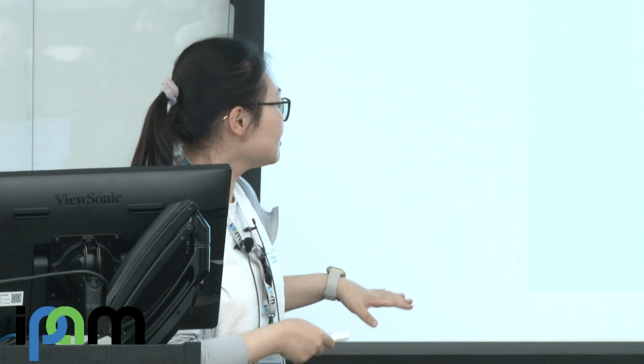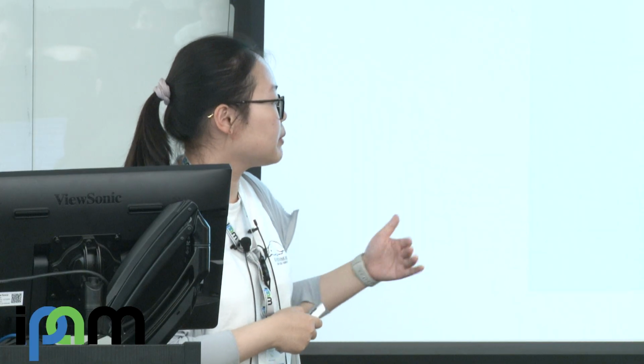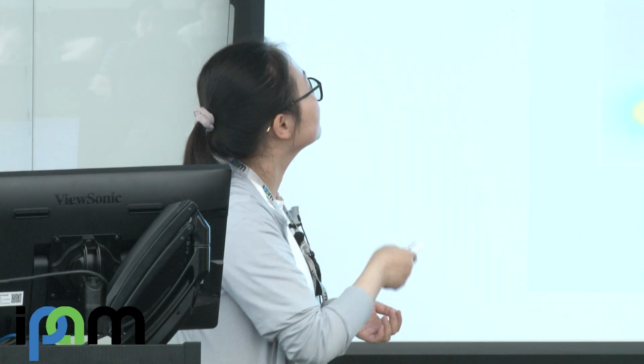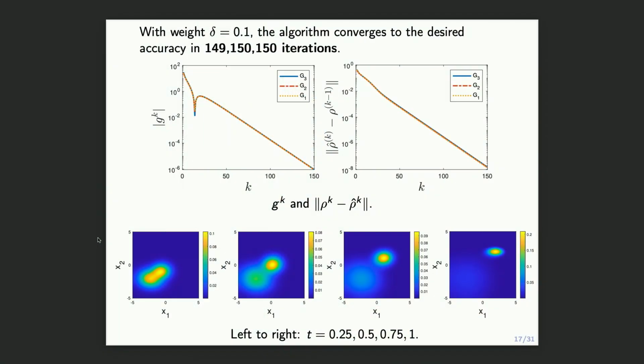Okay. And the good thing is this C doesn't depend on the mesh size. So numerically we can see that we will have the linear convergence, and the convergence behavior is very similar on different sizes of the mesh.